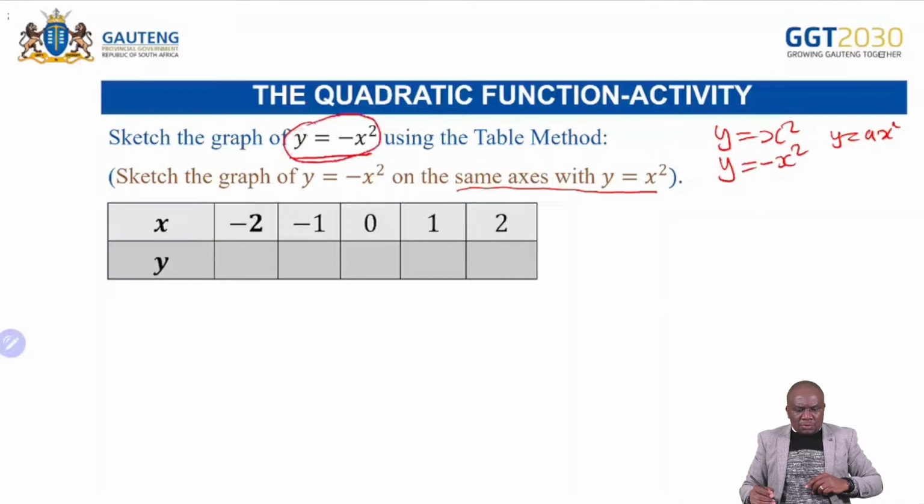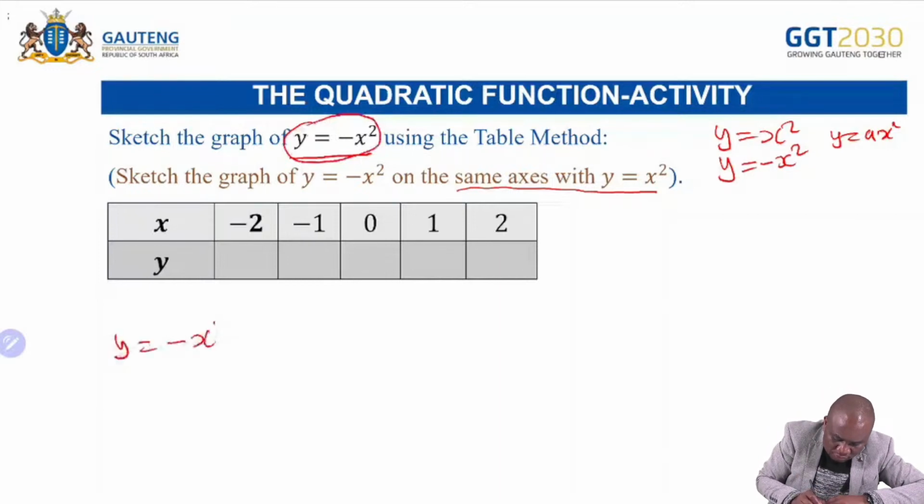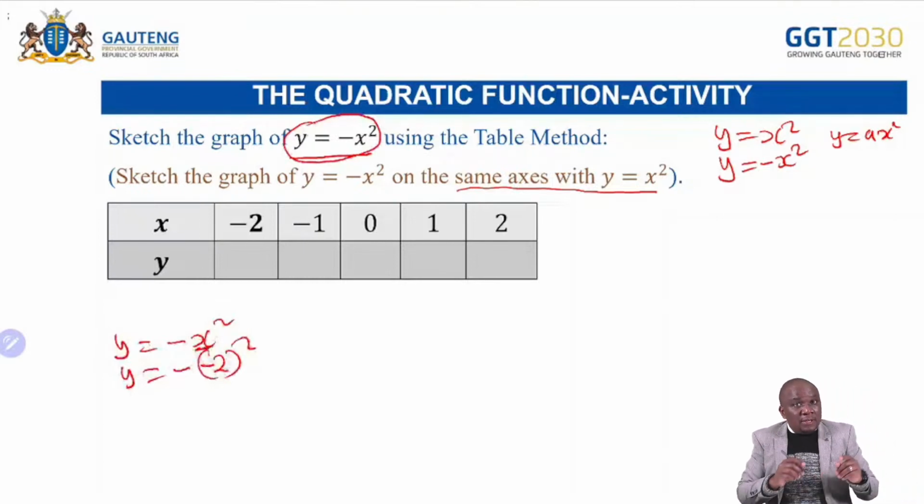Right, so what we're going to do, we're going to find the output values. If x is -2, so y is equal, please be careful, it's -x squared, isn't it? So it's y is equal to negative and then (-2) squared. Where there's x, you put -2. So it's negative, then (-2) squared. That's why we're getting -4.